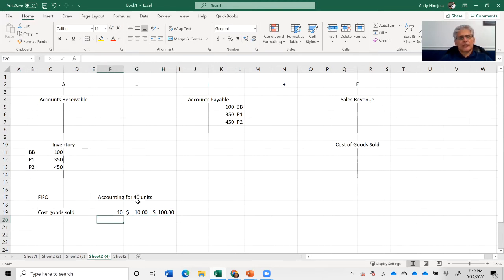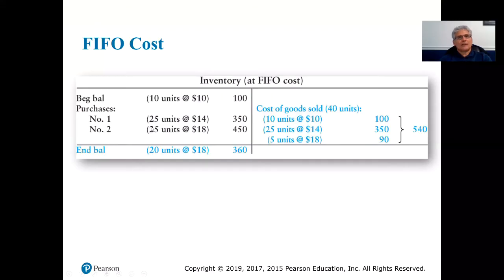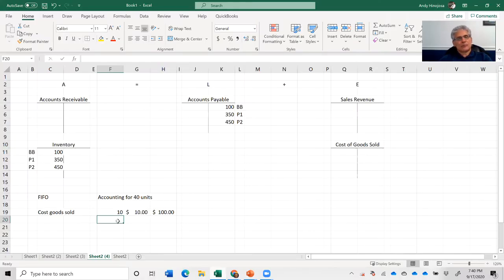Remember, we are accounting for 40 units that were sold. We've only accounted for 10, so we need to figure out that there's still another 30 units that we have to account for that were sold. So now we go to the next purchase. Well, P1, there were 25 units that were sold there. Well, let's see, 25, that's 35. So definitely that was a part of it. So 25 units, and those were at $14. Those were first in. And so now the extension is 350.